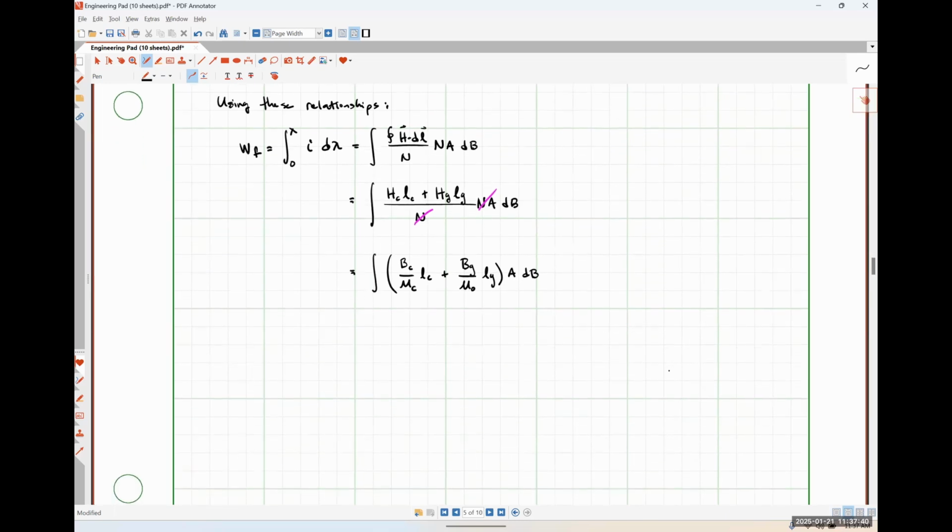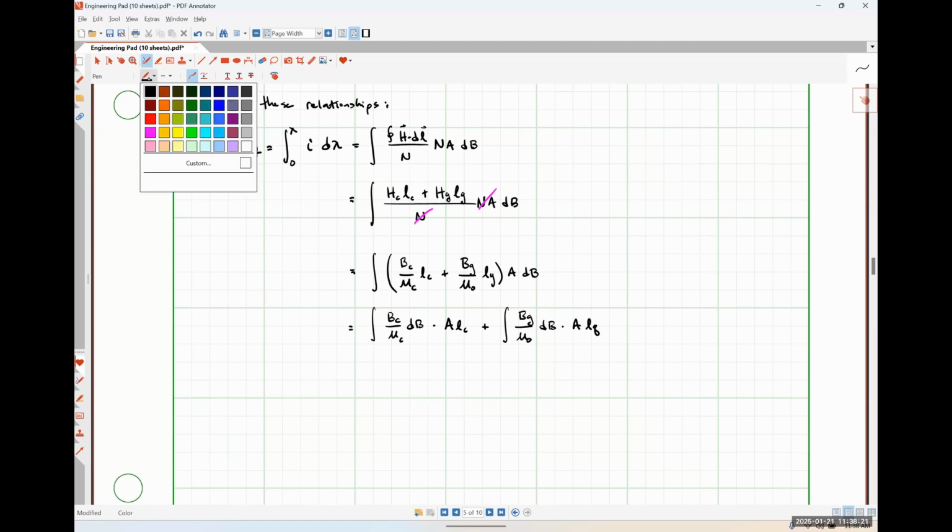I promise I'm almost done with this. This will be equal to the integral of BC over mu C times dB multiplied by A times LC plus the integral of BG over mu naught integrated with respect to dB times A LG. And now I want us to look at some things here really quickly.